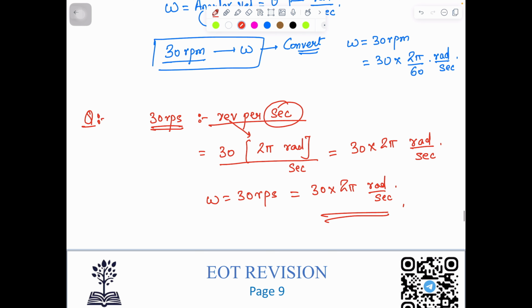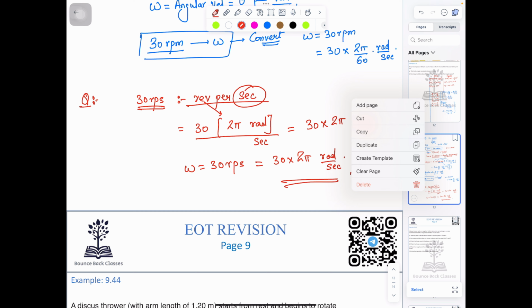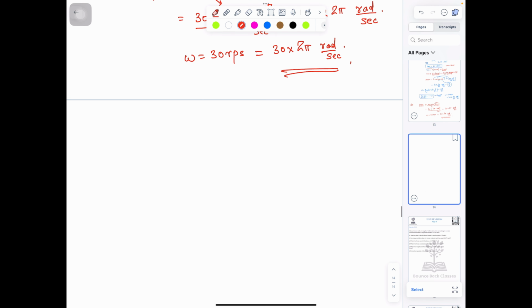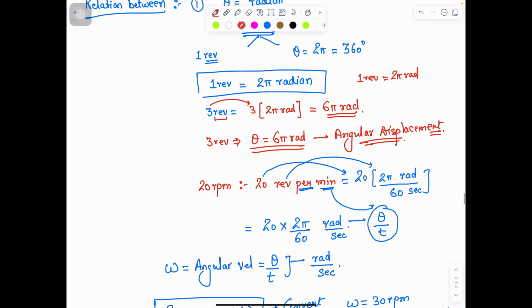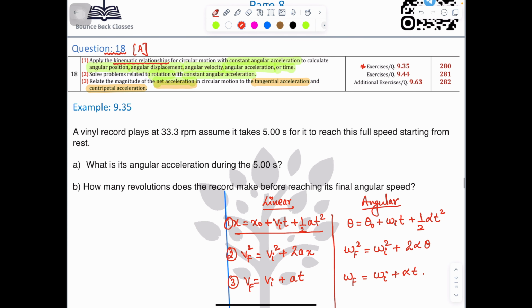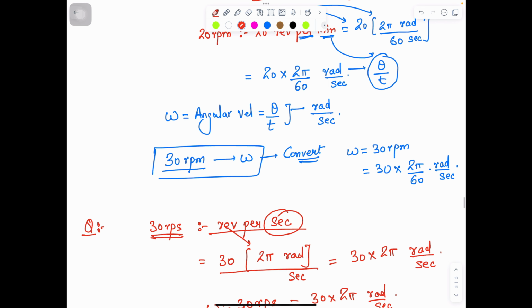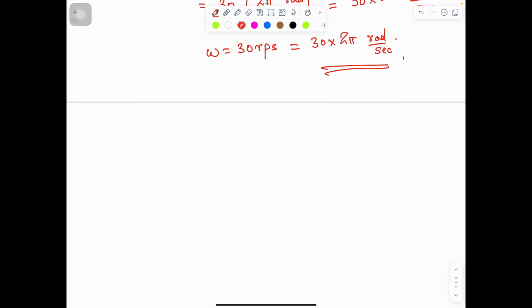Okay, one more word. What you need to understand here, I will add a page for you. There is a word called angular position. This is something very, very important. And students get confused. What is the meaning of angular position? You need to understand angular displacement, which is also called theta, and angular position, which is also called theta. But what is the difference between these two?